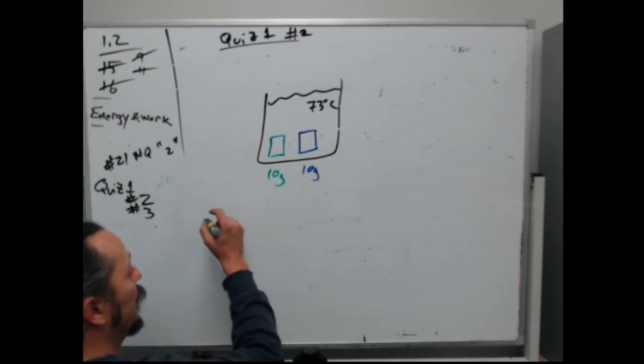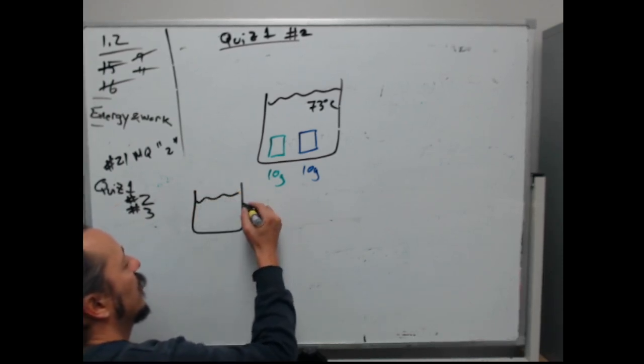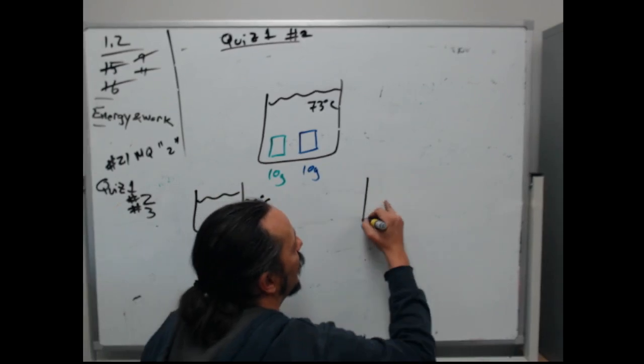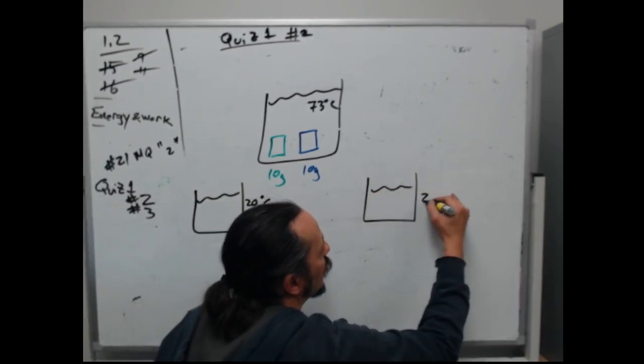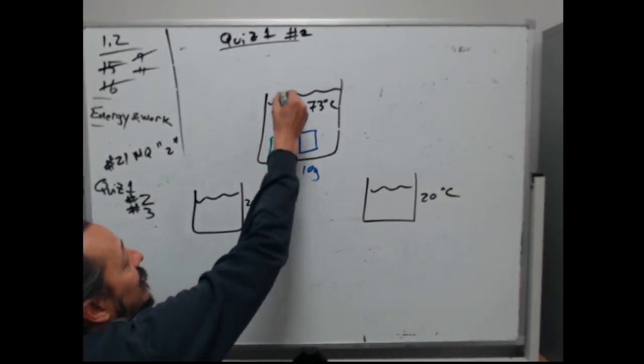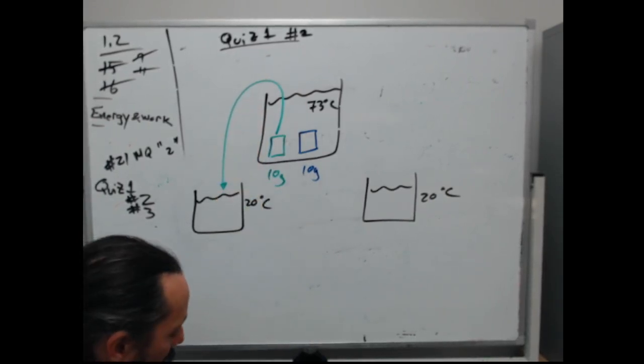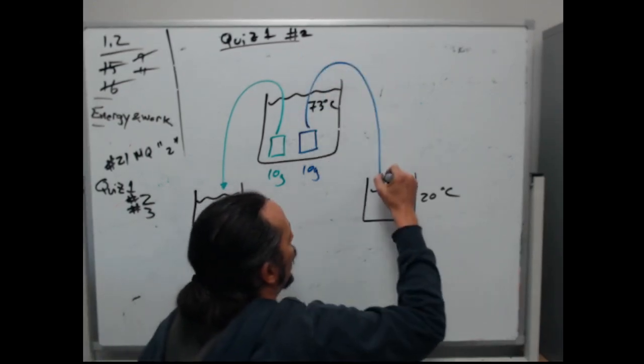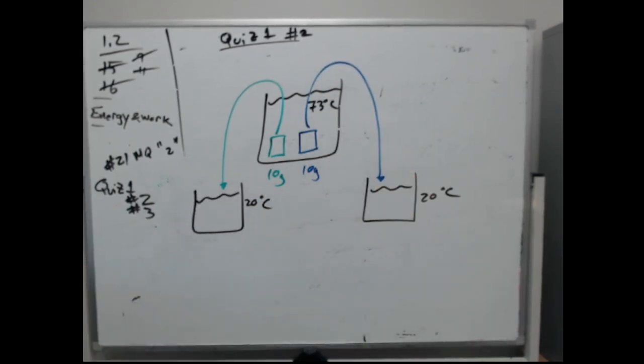Now where that matters is I'm going to have a beaker of water that's at 20 degrees Celsius and another beaker of water that's at 20 degrees Celsius. And I'm going to move this green piece of metal at 73 into here and this blue piece of metal at 73 into here. Which piece of metal, blue or green, is going to move more energy? They're both at 73 degrees Celsius. They're the same temperature. Which one is going to have more joules of energy as it goes? Whichever has a higher heat capacity. The higher heat capacity, right?